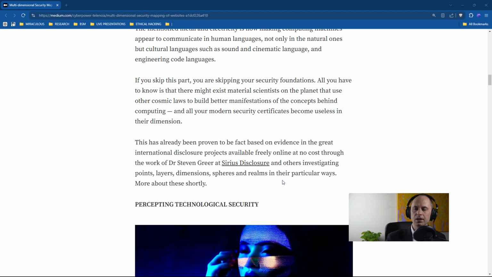All you have to know is that there might exist materials scientists on the planet that use other cosmic laws to build better manifestations of the concepts behind computing. And then all your modern security certificates become useless in their dimension. This has already been proven to be fact based on evidence in the great international disclosure projects available freely online at no cost, through, for example, the work of Dr. Stephen Greer at Sirius Disclosure, and others investigating points, layers, dimensions, spheres, and realms in their particular ways. More about these shortly.